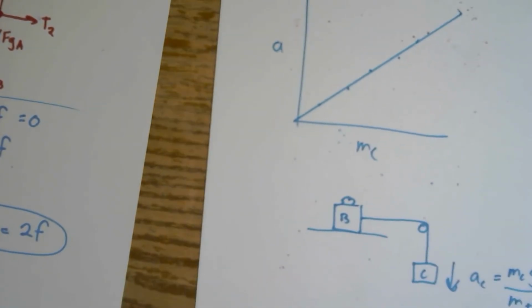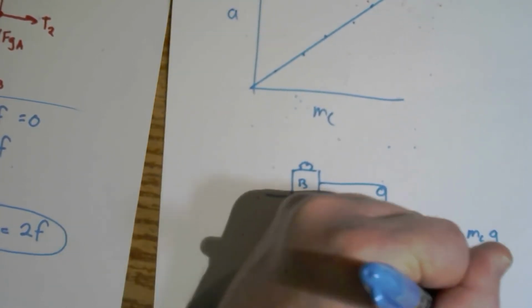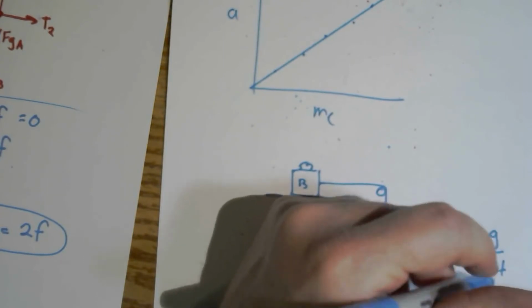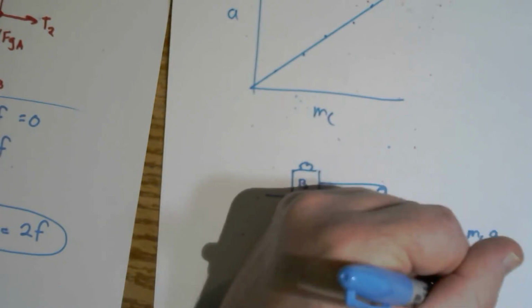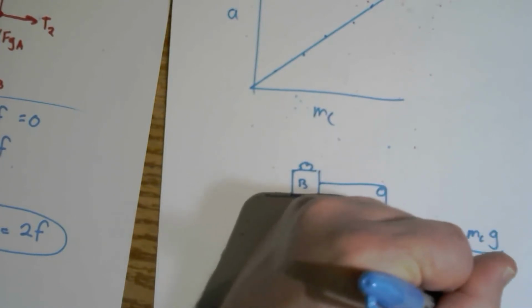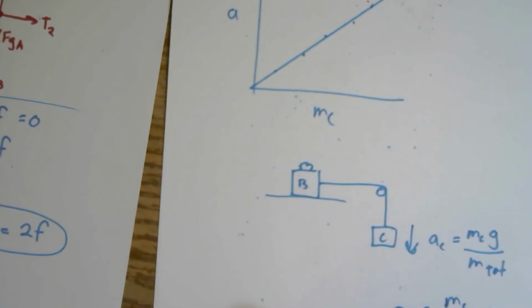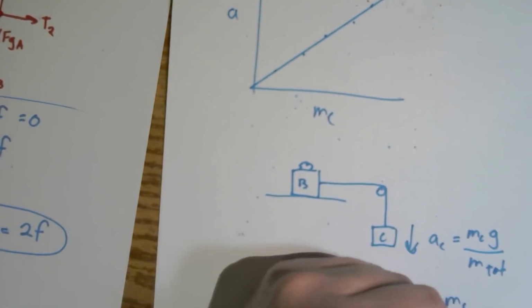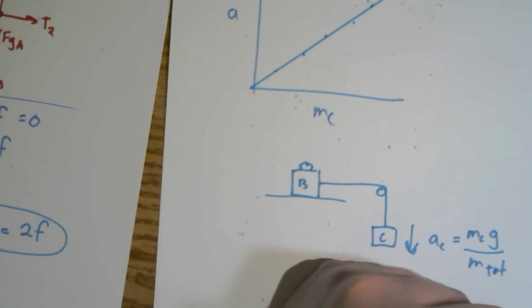Okay, so let me rearrange this a little bit. Our acceleration is mc divided by m total times g. All right, so all I need to do is rearrange this and solve for g. And so g is AC over mc times m total.